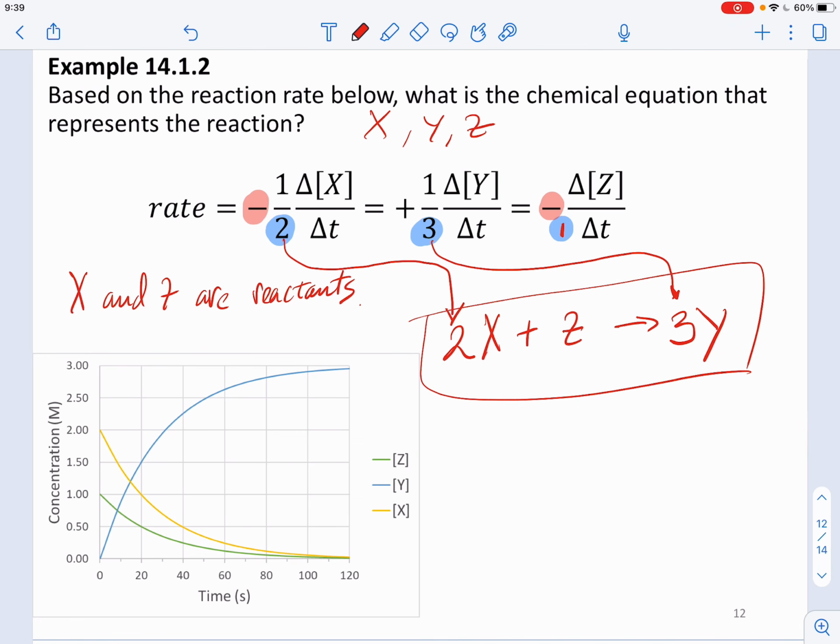Okay? And based on that reaction, this is what you would expect here. This is Y, the yellow is X, and Z is the green one. Okay, and it's up to you if you want to determine what the rate is. You can do it from the graph if you want to. You don't have to, but you're welcome to do so.